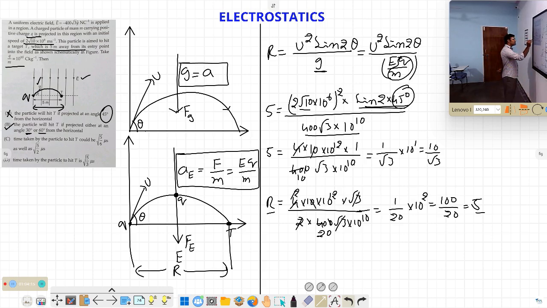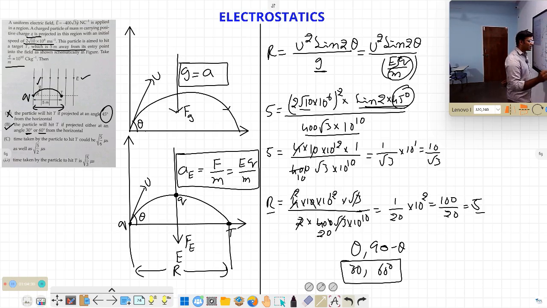Now what about 60? 30 and 60 are called complementary angles. You have to know that concept. If theta is the angle, then 90 minus theta is called the complementary angle. 30 is one angle, and the other angle becomes 60. Both will give the same range. So the second option is correct.